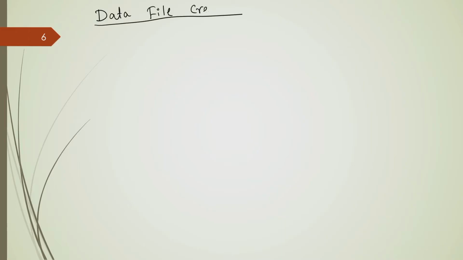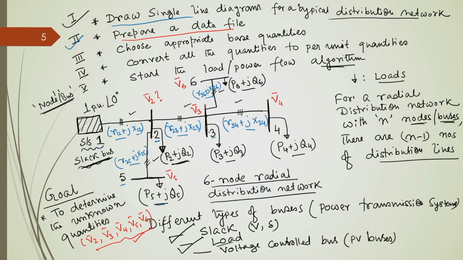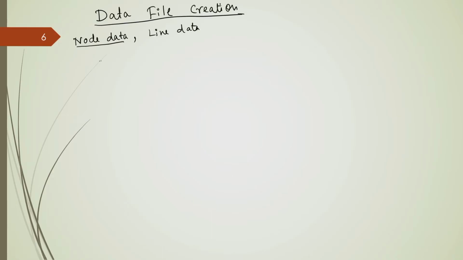Data file creation, let us say. We will create two data files, one is the node data, another is the line data. Now, let us first start with node data. We have a total of 6 nodes. So, let us create a node data or bus data file for the 6 nodes.